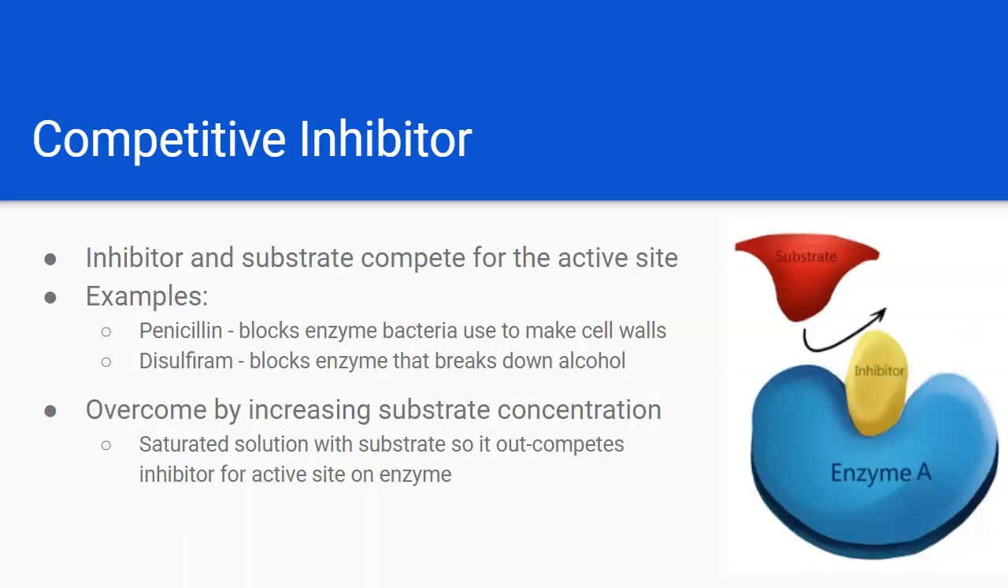How do you overcome this? Well, in theory, if you just add more substrate, so you increase the percentage of substrate, that minimizes the ability of the competitive inhibitor to work. Eventually you have so much actual substrate in there that it can outcompete the inhibitor.